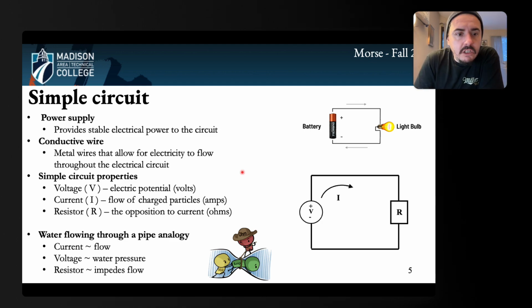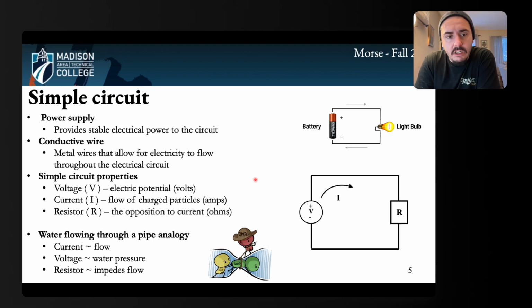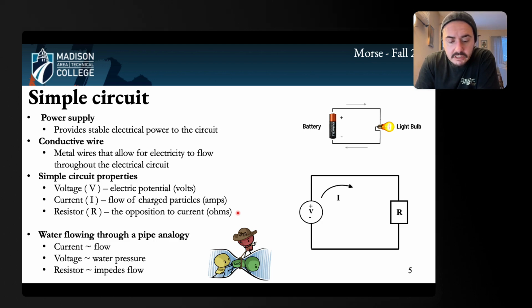And then let's look at simple circuit properties. So we looked at Ohm's law at the very beginning, and we talked about voltage, current, and resistance, but let's give them good definitions here. So the voltage is the electric potential, meaning this is the energy that's associated with the circuit. The current is the flow of charged particles, and the resistance, or a resistor, is an opposition to the current. And what a resistor does is basically converts electrical energy into thermal energy. And so there's a voltage drop across a resistor.